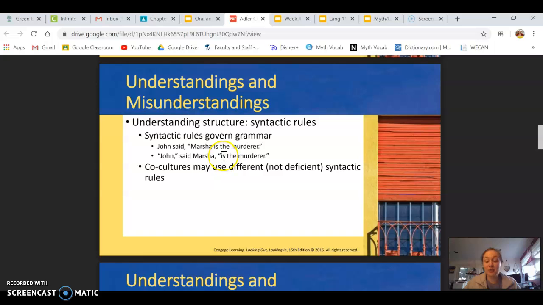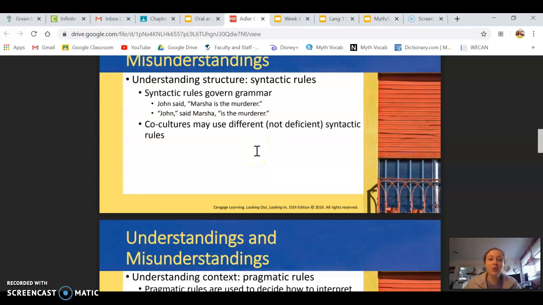So just commas and quotation marks and periods in different ways or in different places in a sentence can make the sentence take on different meanings. And then co-cultures may use different, not deficient, syntactic rules. So they might change syntactic rules a little bit to fit their culture better, because every culture is governed and has different words that have different meanings.